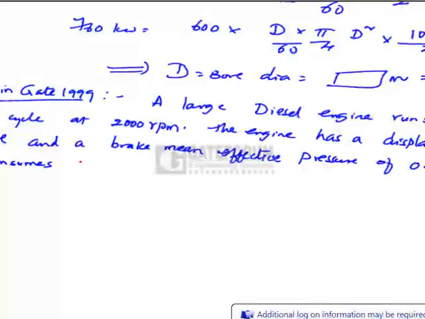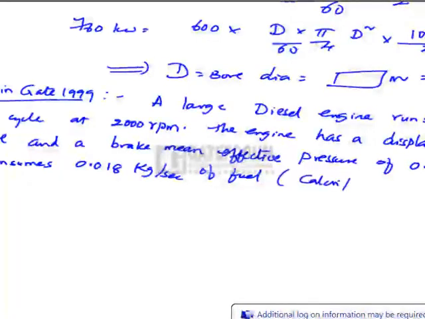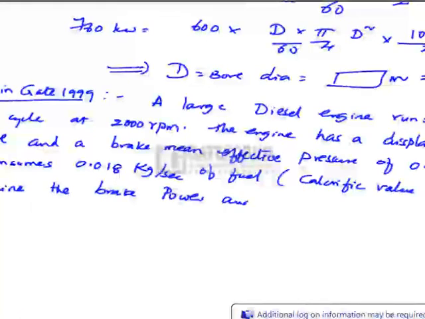It consumes 0.018 kg per second of fuel. Calorific value is equal to 42,000 kilojoule per kg. Then determine the brake power and the brake thermal efficiency.